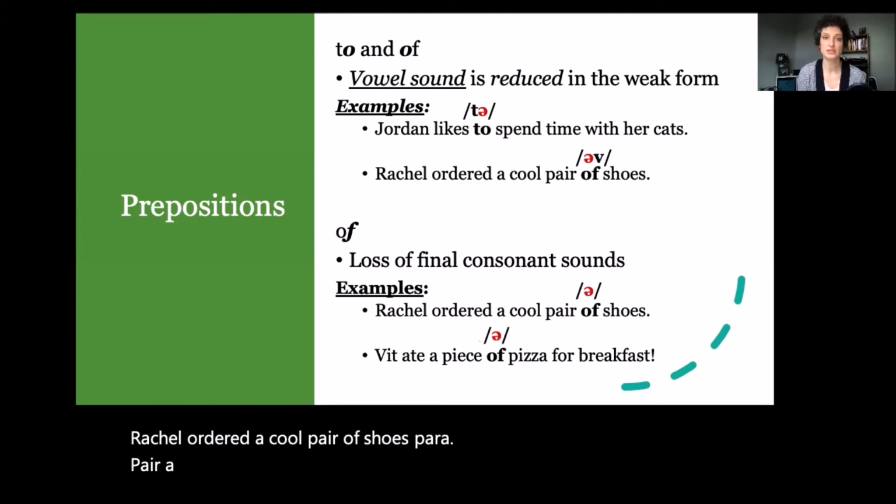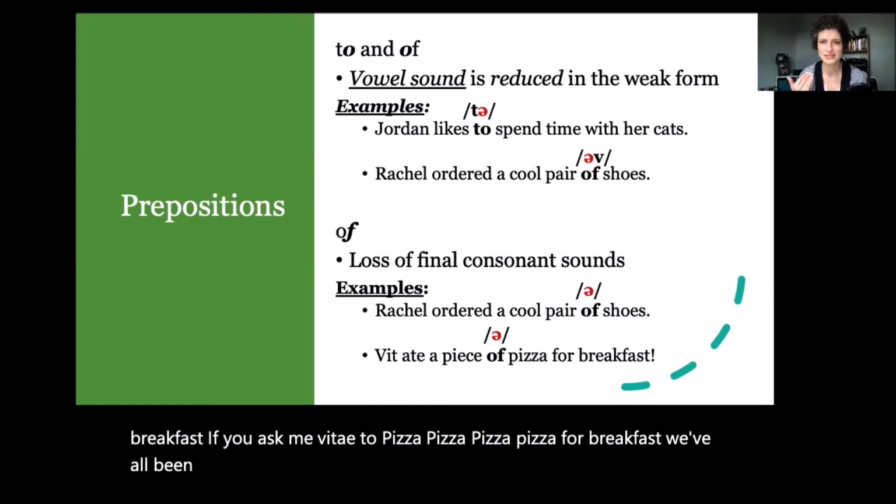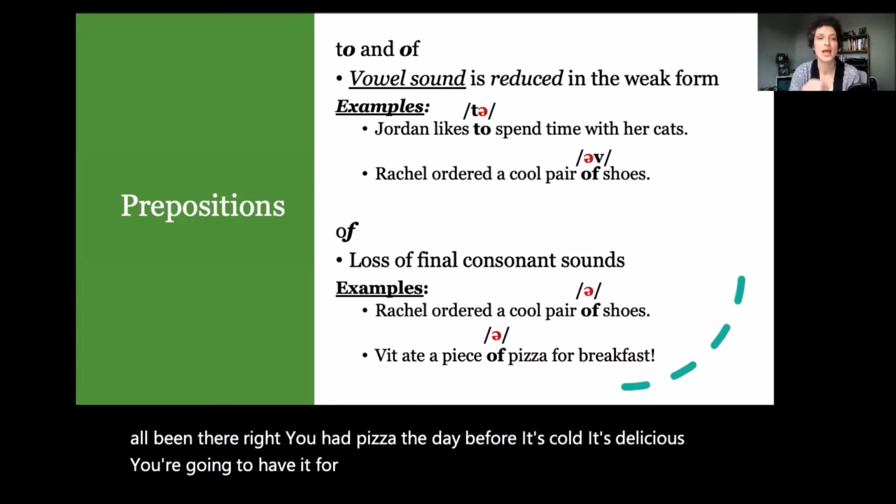And then we have Veet, who had an amazing breakfast, if you ask me. Veet ate a piece of pizza for breakfast. We've all been there, right? You had pizza the day before. It's cold. It's delicious. You're going to have it for your breakfast. No judgment here. Piece of pizza.